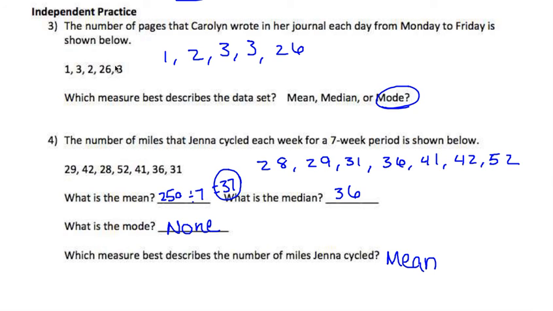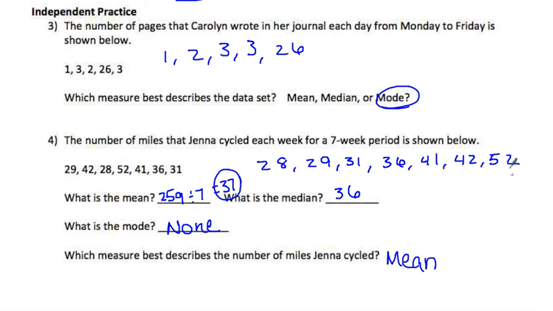For number 4, we have the number of miles Jenna cycled each week for a 7-week period. Put them in order first. Find your mean, and that should be 159 divided by 7. So you have to add them together, then divide by how many there are. There's 7, which gives you 37.